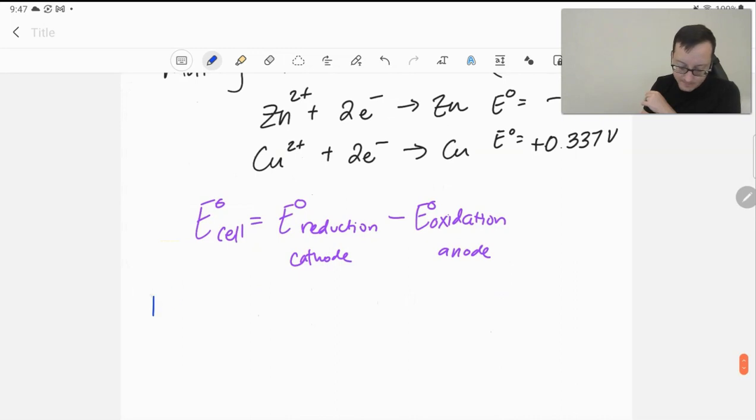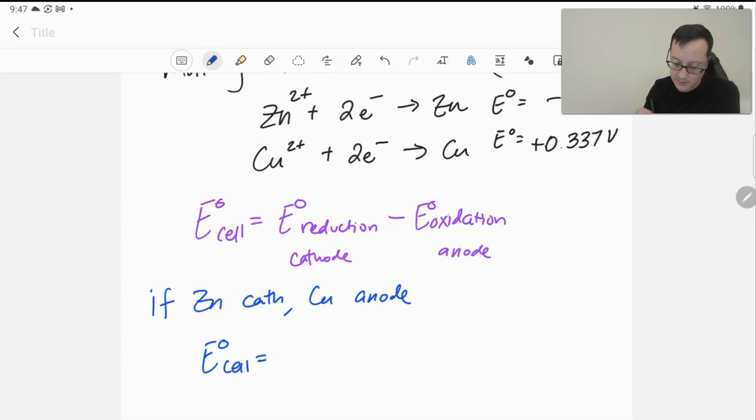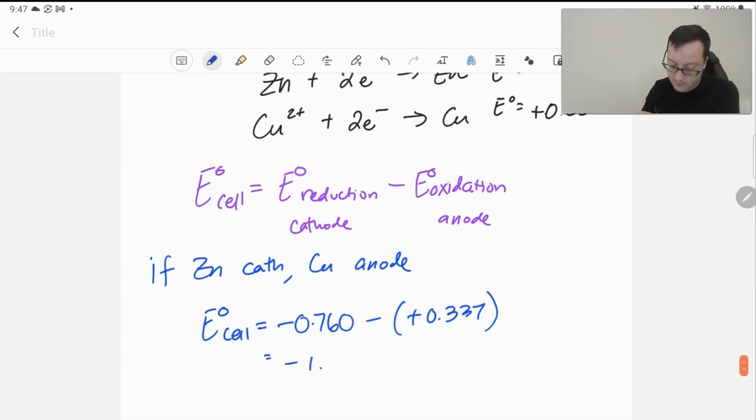If we do the zinc at the cathode and copper at the anode, we'll get the following. Our cell potential will equal negative 0.760 minus positive 0.337. These would be volts, bringing it at negative 1.0.97? No, that can't be right. Okay, bust out the calculator. Let's do this properly.